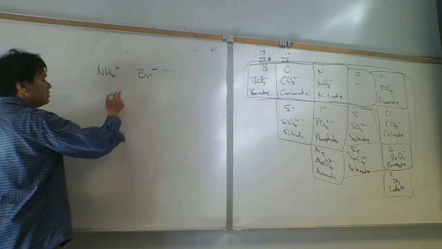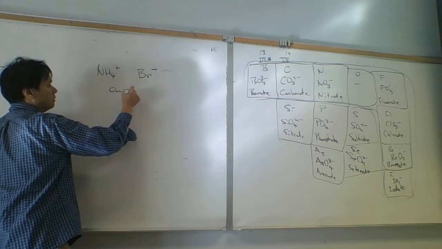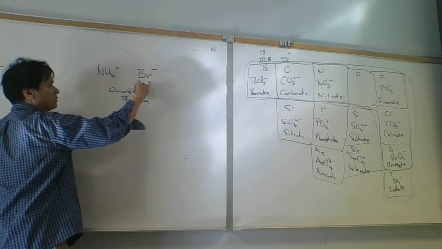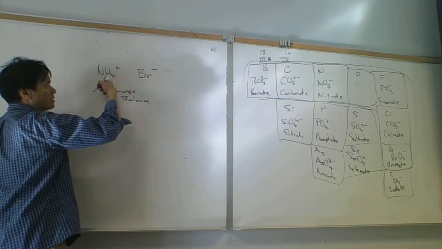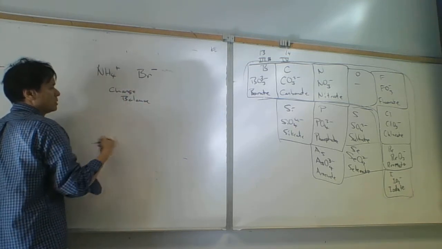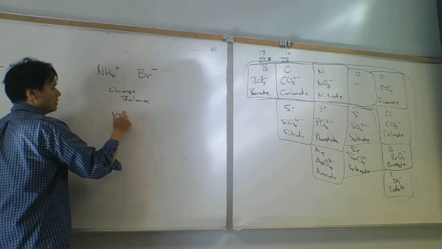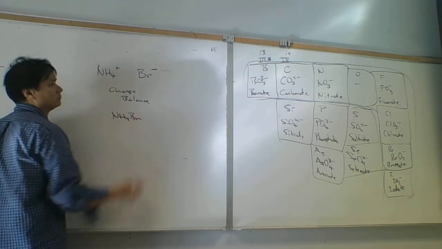And then we have to charge balance these. Charge balance just means the total positive must equal the total negative. So the total positive is +1, total negative is -1, so it balances. And so the formula is NH4Br.